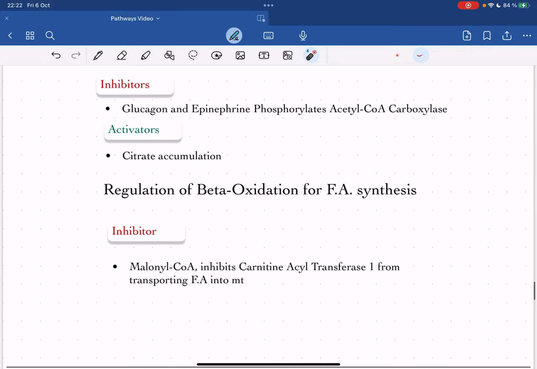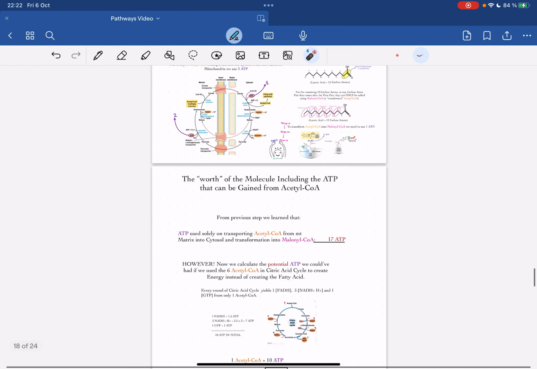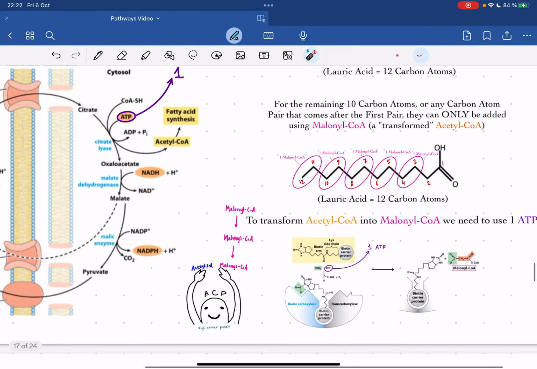Anyways, we really want to silence this in order to make more fatty acids. And therefore, an inhibitor to silence this, which would help increase fatty acid synthesis, would be malonyl-CoA. And the malonyl-CoA not only helps with adding into the fatty acid chains right here.